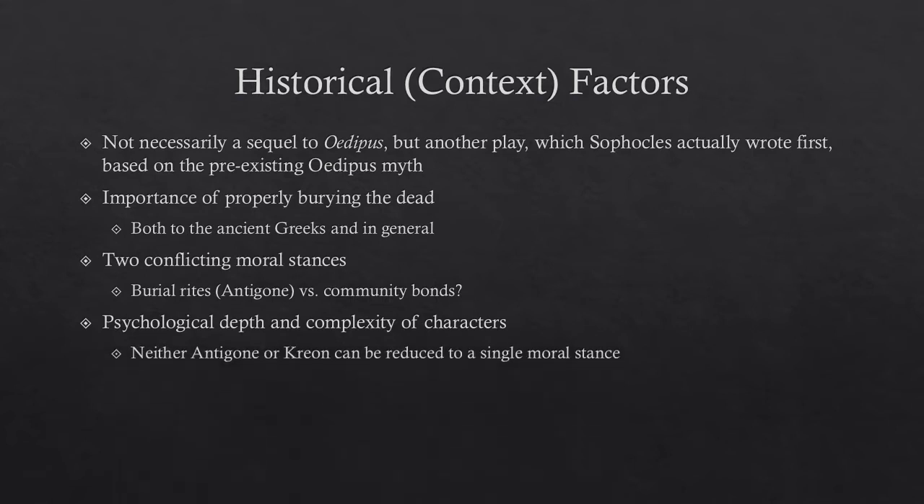So even though we just talked about their moral stances, neither Antigone nor Creon can be fully reduced to a single moral stance. In other words, they represent certain moral ideas, burial rites versus community bonds, generally speaking, but their perspectives are very complex and nuanced. So we shouldn't just reduce them to these things they represent. And so I think, we keep going. We keep getting deeper characters here. And that's something that's just beautiful about the progress and development of world literature over these early centuries in the Greek Empire.